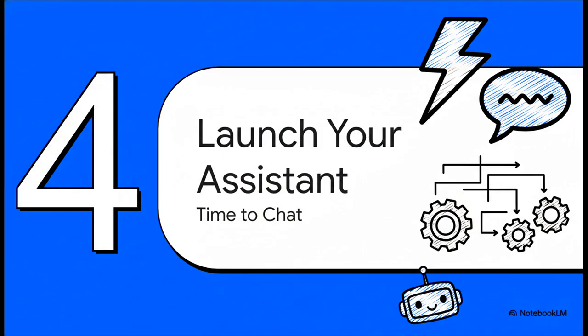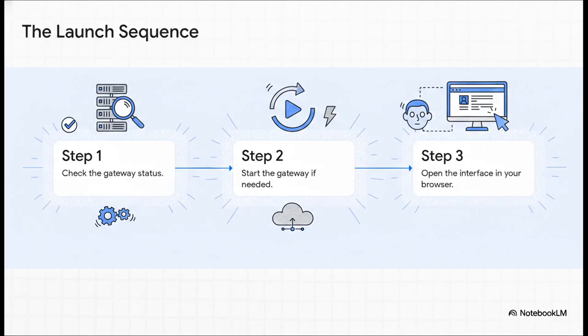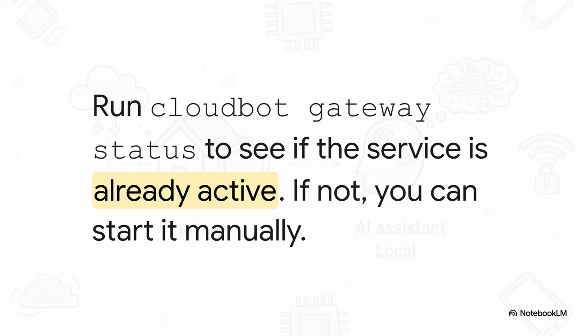We are on the home stretch now. The configuration is done, the model is connected. All that's left is to fire this thing up and actually start talking to our brand new personal AI assistant. So the launch sequence is just a quick 3-step process. First, we'll check if the main service, they call it the gateway, is even running. If it's not, we'll start it up. And then we just open the user interface in a web browser. Simple as that. First step, back in your terminal, run cloudbot gateway status.